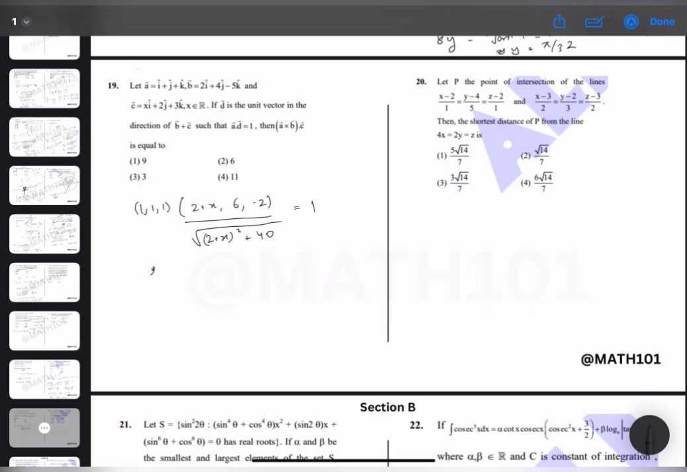Which means 1 into (2 plus x) plus 1 into 6 plus 1 into minus 2 is equal to under root of x square plus 4x plus 4 plus 40, which is 44. So x plus 6 equals under root of x square plus 4x plus 44. Squaring, x square plus 12x plus 36 equals x square plus 4x plus 44. X square gets cancelled. We get 8x equals 8, which gives us x equals 1.